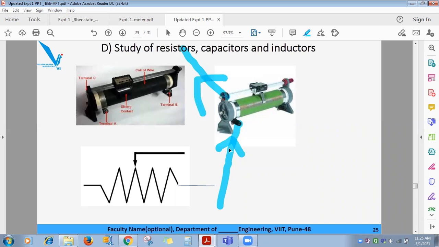Now, how does current enter and flow through A? It will enter and travel through all the turns. Current always prefers the minimum opposition path. That's why through the sliding point contact, through this rod, it will leave terminal C. Means it is not traveling through all the turns. It is traveling only through the turns till the sliding point contact.